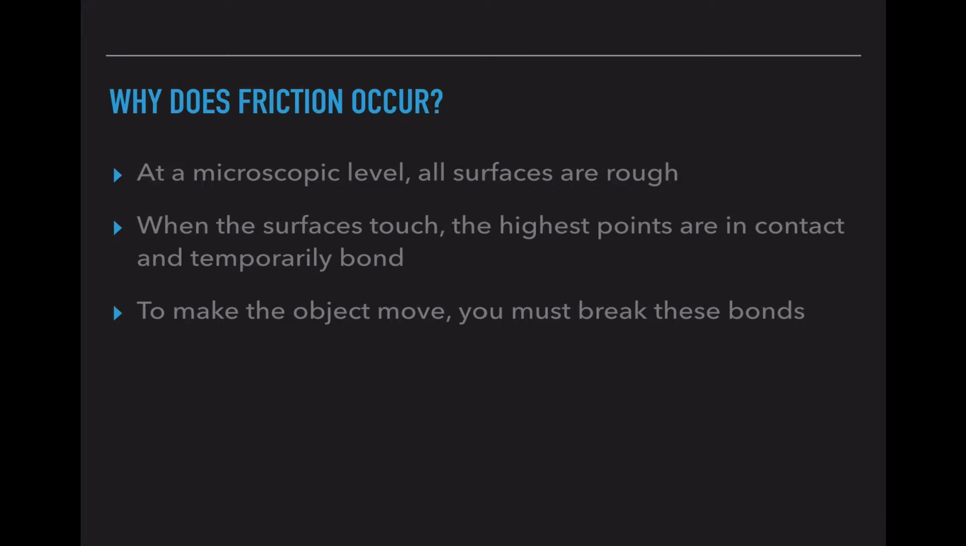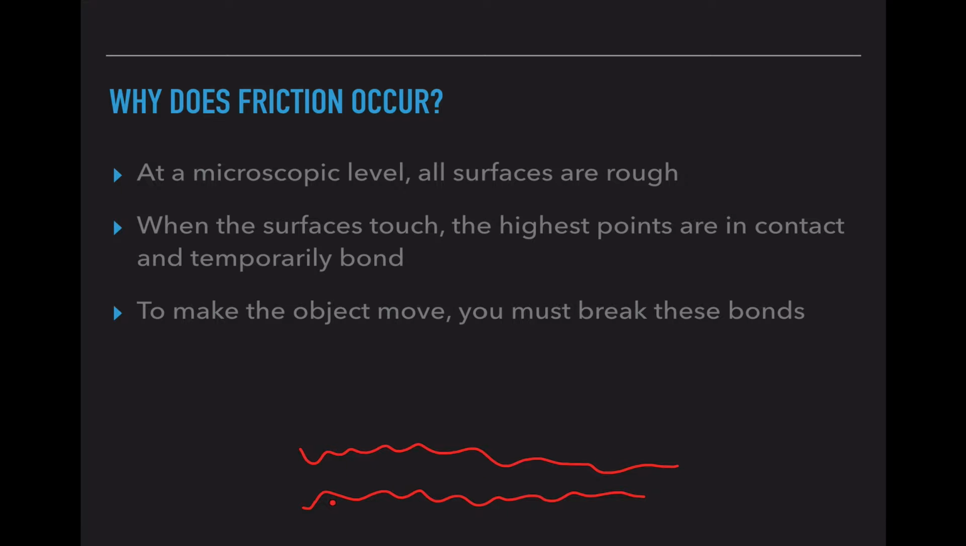So why does friction occur? At a microscopic level, all surfaces are rough. When surfaces touch, the highest points are in contact and temporarily have a bond. To make the object move, you must break those bonds. So I'm going to draw a little drawing down here. Here's the surface of two objects.